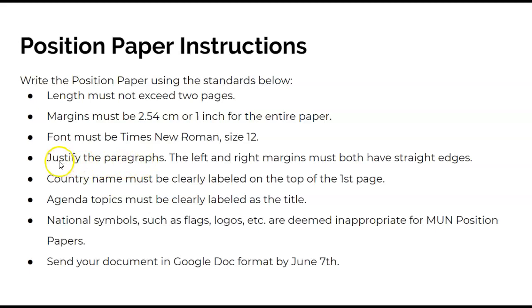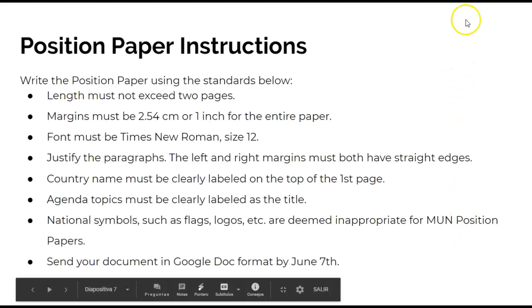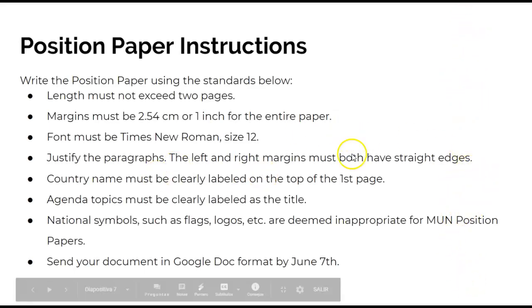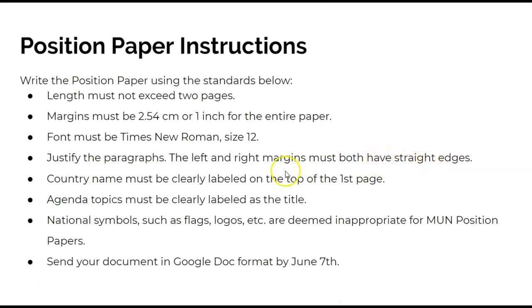That means the icon that you use in Word so that all the letters on this side of the paper are in the same line. The left and the right margins must both have straight edges. Country name must be clearly labeled on the top of the first page, as you saw in our example for climate action and Spain. Agenda topics must be clearly labeled as the title.